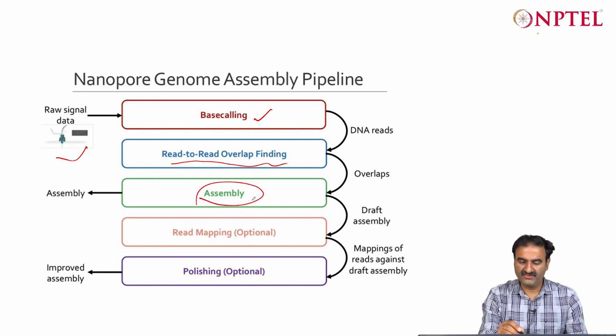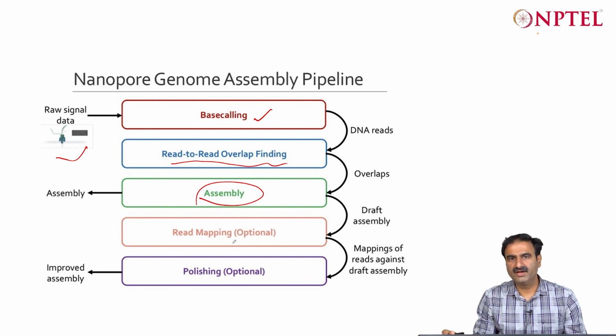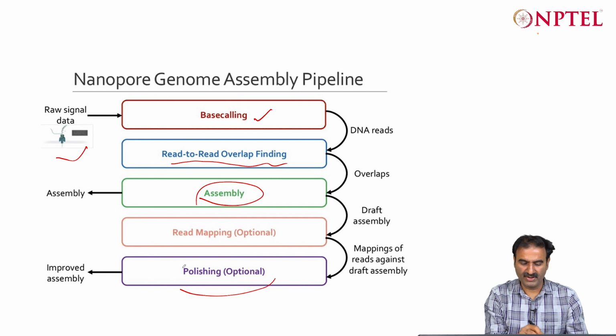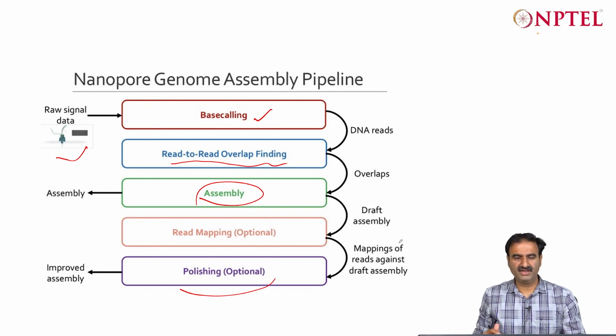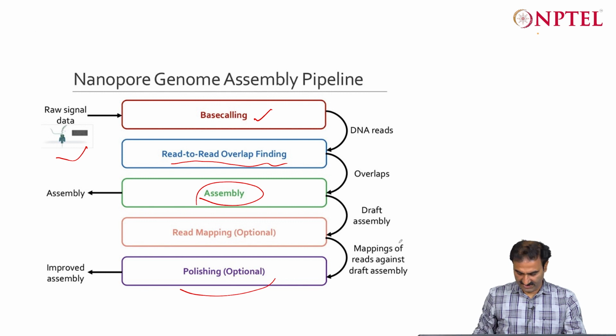Then on this draft assembly you can again do read mapping, or Illumina read mapping, to correct this assembly, followed by polishing. All these steps like assembly and polishing we will also be doing in the next classes, okay. So this is a good technology that produces very long reads. It is much less expensive, and the instrument is also not very expensive, right.